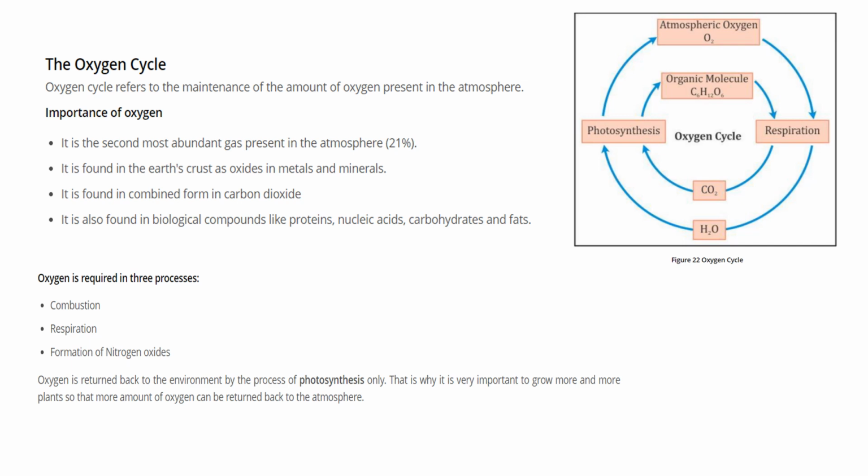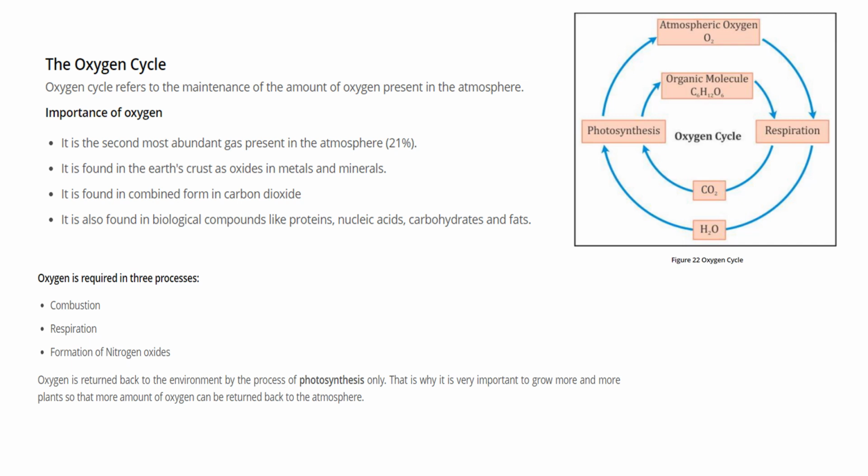So what is the importance of oxygen in nature, in our biosphere? It is the second most abundant gas in the atmosphere, and it is found in the earth's crust as metals and minerals, like sulfates, nitrates and silicates, also many more. And the carbon dioxide, which we learned in the carbon cycle, right? Even in that, the oxygen is present. It is also found in biological compounds like proteins, amino acids, carbohydrates and fats. Oxygen is the main component in these three processes: combustion, respiration and formation of nitrogen oxides.